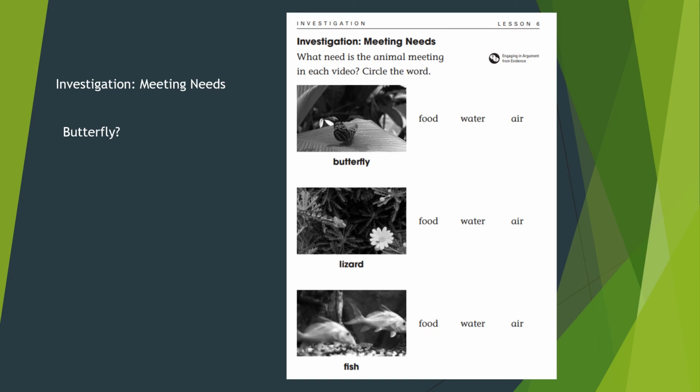Investigation, meeting needs. What need is the animal meeting in each picture? Circle the word. So this butterfly is, oh, yep, getting water. There's little droplets that it's just drinking from. Good job. Oh, what is that lizard about to get? What's on that flower? That lizard's getting its food. And I don't know if you've ever owned fish, but that fish is getting something off the bottom of the tank. Look how its mouth is pursed out. He's getting food. Okay, go ahead and turn the page.